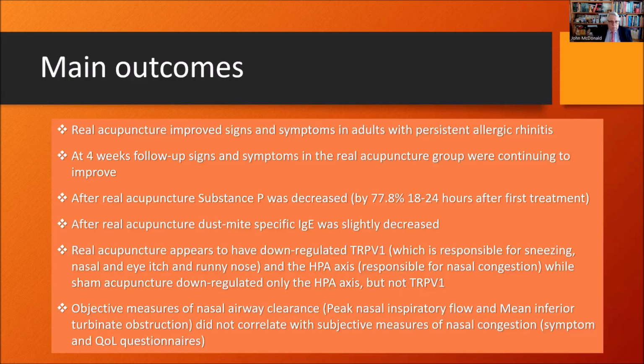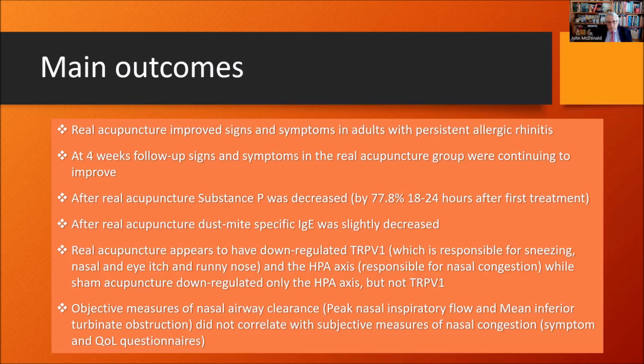Main outcomes. Real acupuncture improved signs and symptoms in adults with persistent allergic rhinitis. At 4 weeks follow-up, signs and symptoms in the real acupuncture group were continuing to improve. After real acupuncture, substance P was decreased by 77.8%, 18 to 24 hours after first treatment. After real acupuncture, dust mite specific IgE was slightly decreased. Real acupuncture appears to have downregulated TRPV1, which is responsible for sneezing, nasal and eye itch and runny nose, and the HPA axis responsible for nasal congestion, while sham acupuncture downregulated only the HPA axis, but not TRPV1.